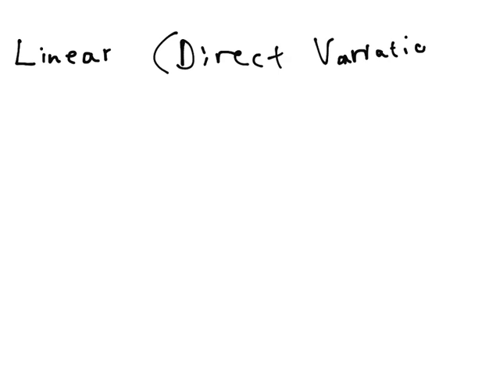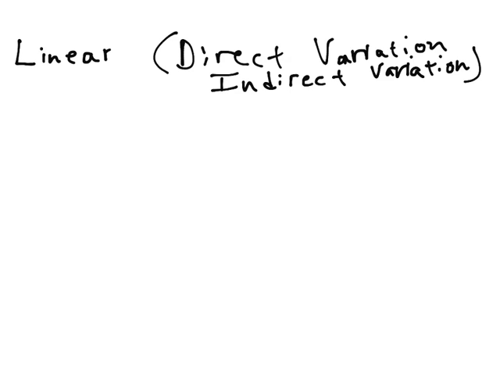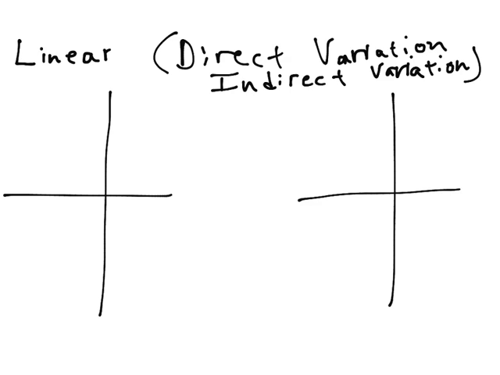All right, so linear. Linear is both direct variation and indirect variation. Okay? So that we have both. So on a graph, I'm going to put two graphs here. This is your direct, this is your indirect. Okay? And we'll use some color.